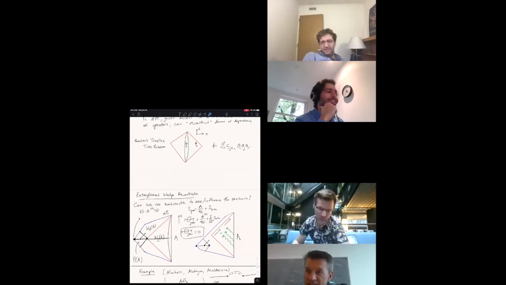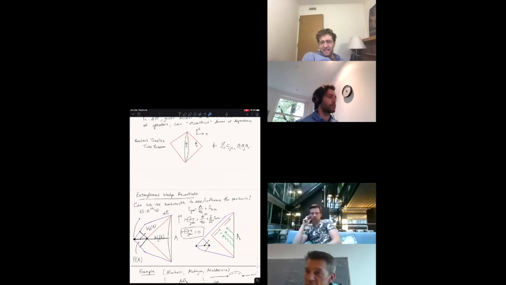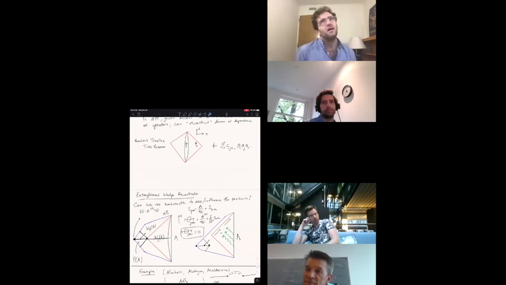Well, maybe I can ask a question. So there's also this technique that uses the patch map to reconstruct the entanglement wedge. Is there a connection between your construction and this more detailed patch map reconstruction of the entanglement wedge?